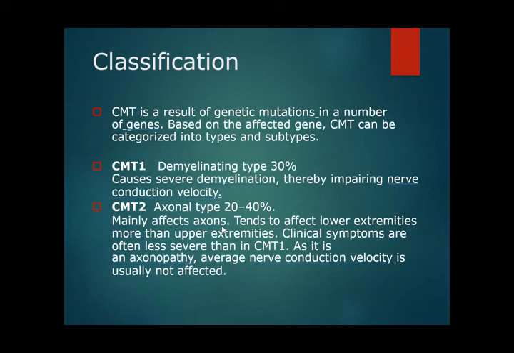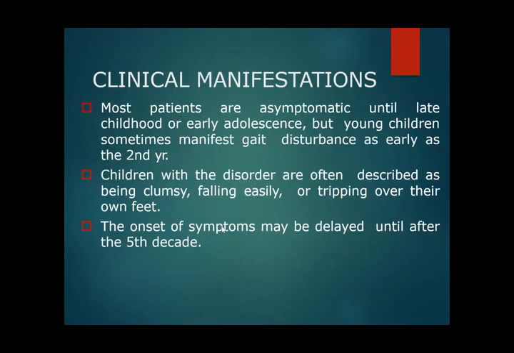Most patients are asymptomatic until late childhood or early adolescence, but young children sometimes manifest with gait disturbance as early as the second year of life. And children with the disorder are often described as being clumsy or falling easily or tripping over their own feet. Onset of the symptoms may be delayed until after the fifth decade, and this is mostly true for HMSN type 2.